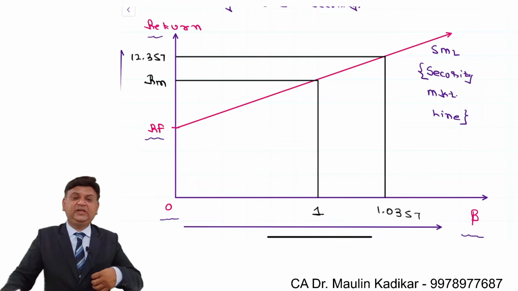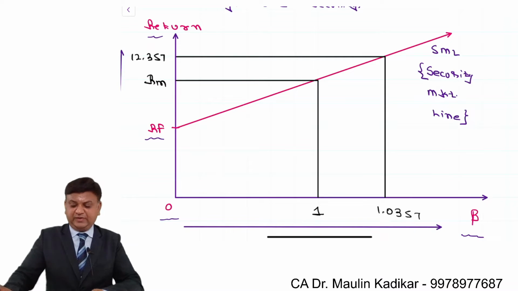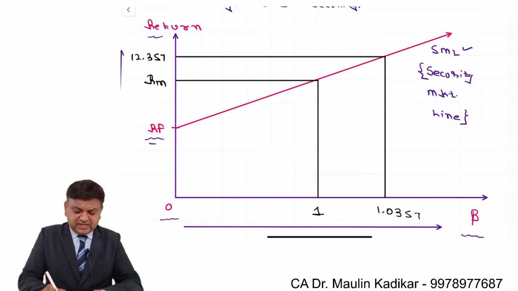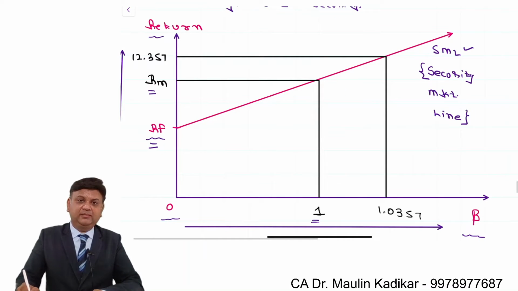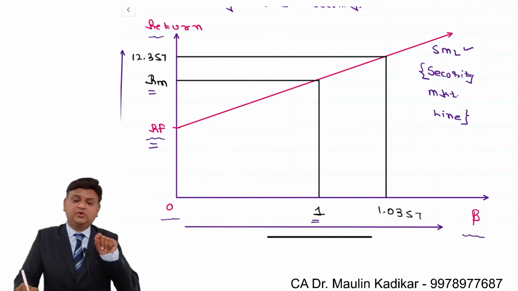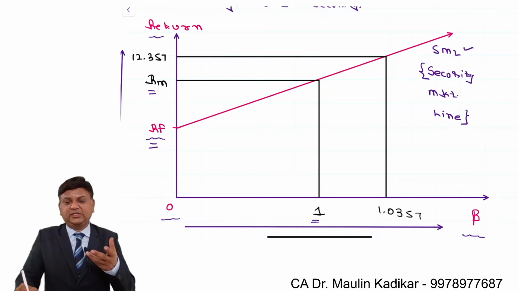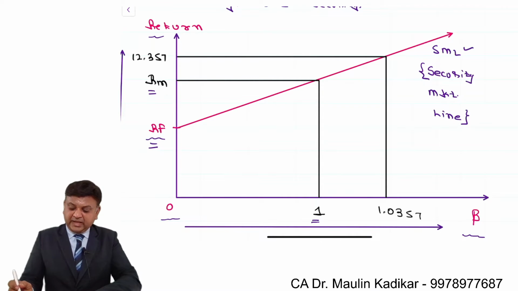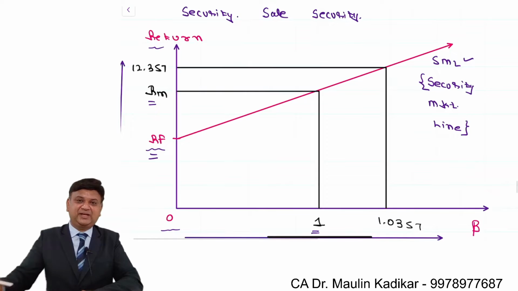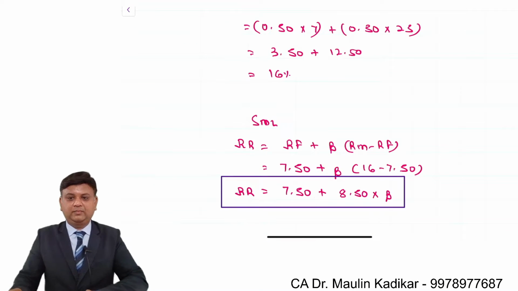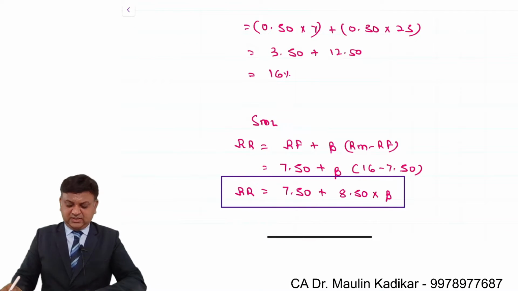When we had done the very first question with respect to the CAPM, at that point of time, we had drawn this diagram of security market line, in which this is RF, this is the beta of the market portfolio, which is 1, and this is RM. So we just have to form the equation, and that is the security market line equation. So please write down this answer.